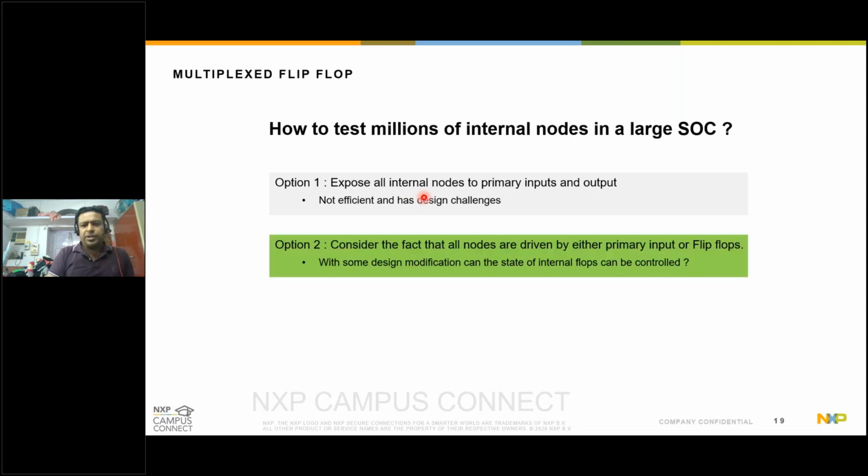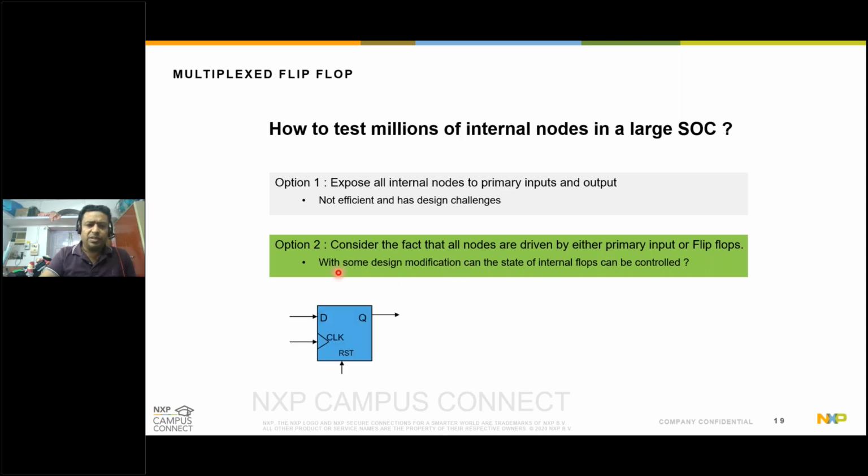Another option to consider is that any internal node of a gate or a flip-flop would be driven either from a primary input, or, if not driven from a primary input, would be driven through some flops. So is there a way I can control the state of these flops in order to control my internal nodes? Let's see how this can be done.